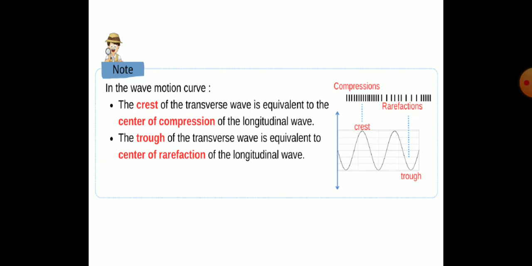Don't forget that in the wave motion curve, the crest of the transverse wave is equivalent to the center of compression of the longitudinal wave, and the trough of the transverse wave is equivalent to the center of rarefaction of the longitudinal wave.